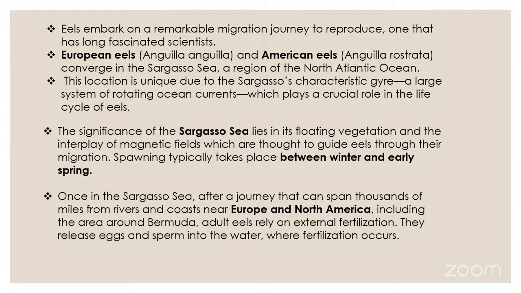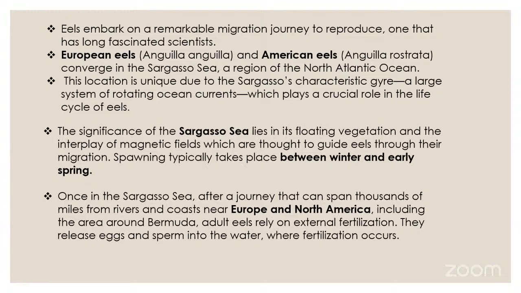eels. Then, the significance of the Sargasso Sea lies in its floating vegetation and the interplay of magnetic fields which are thought to guide eels through their migration. Spawning typically takes place between winter and early spring.